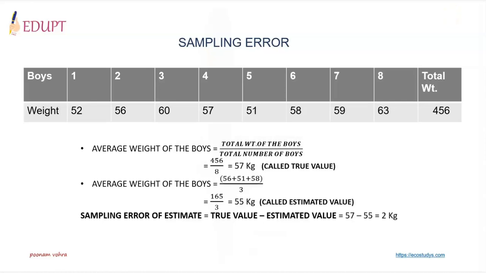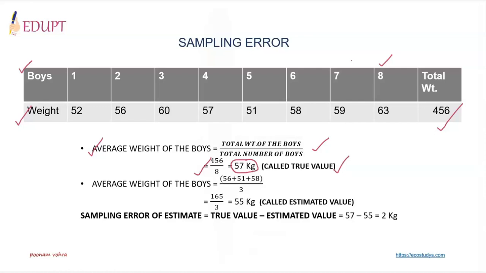Now the table is being provided which gives information about the number of boys, which are 8, and their respective weights. And if we total the weights of all the boys, it comes to 456. So it is easy to find the average weight of the boys. The average weight of the boys would be total weight of the boys divided by total number of the boys, which is 456 divided by 8. And we get average weight as 57 kgs. That is called the true value.